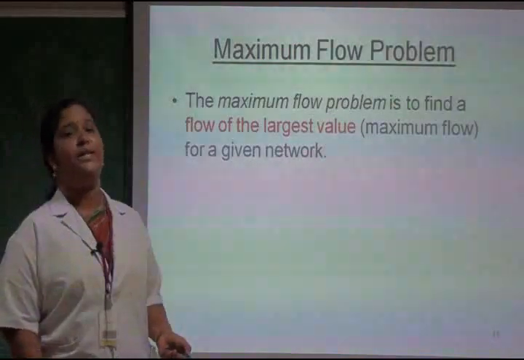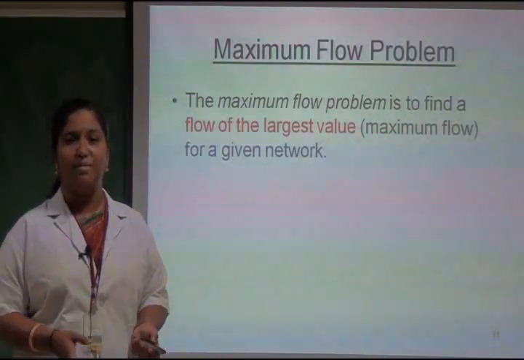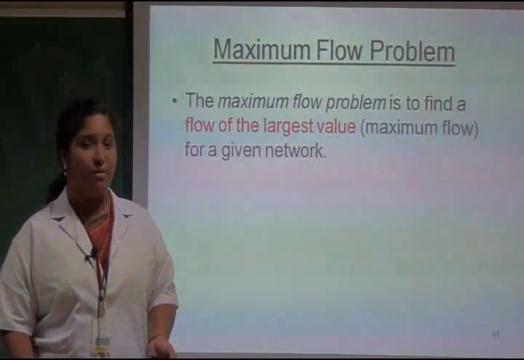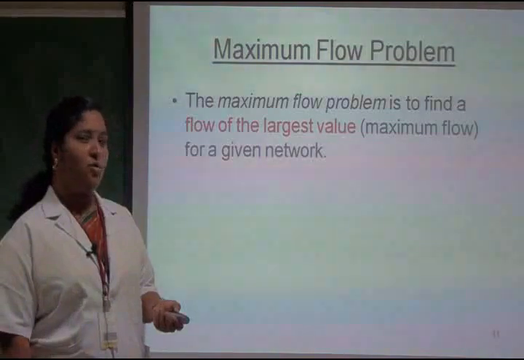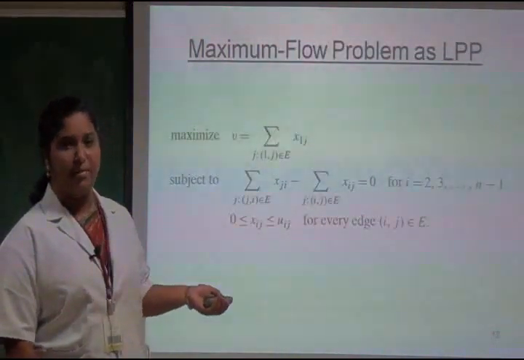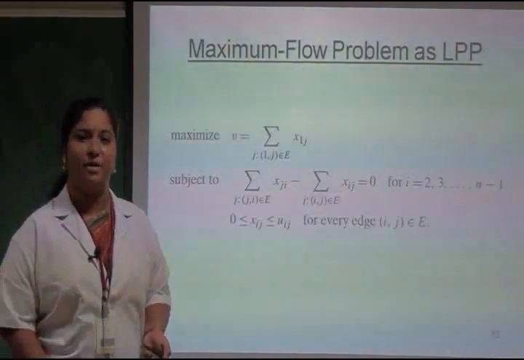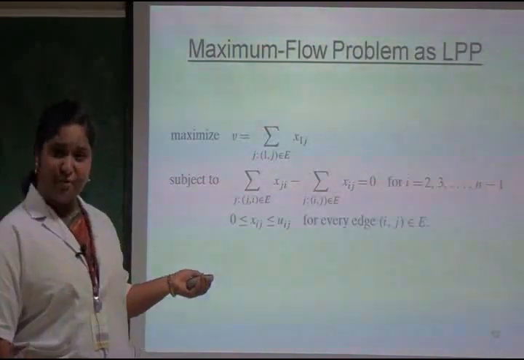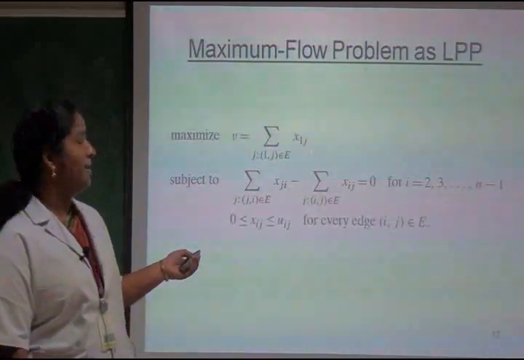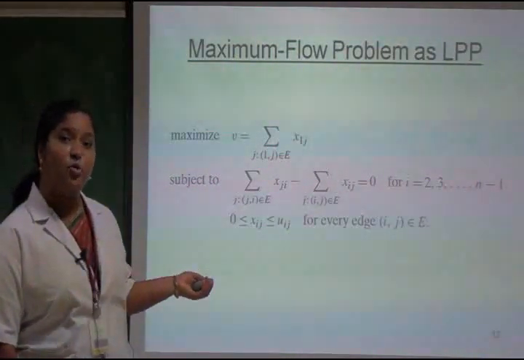And now we need to know what a maximum flow problem is. The maximum flow problem is a maximization problem where we are going to achieve a maximum flow for a given network. This maximum flow problem can be written as a linear programming problem. We need to maximize the amount of material coming from the source vertex, which, as we have already seen, is sigma x1j.